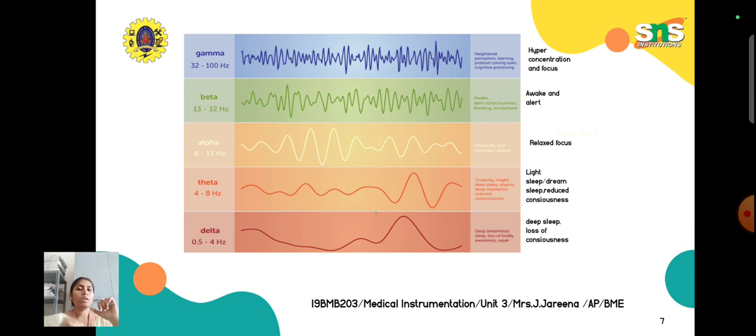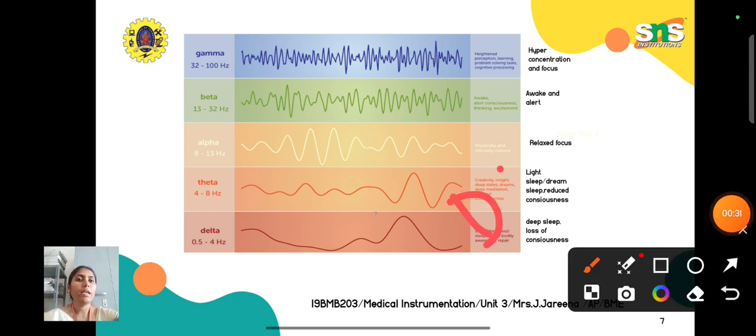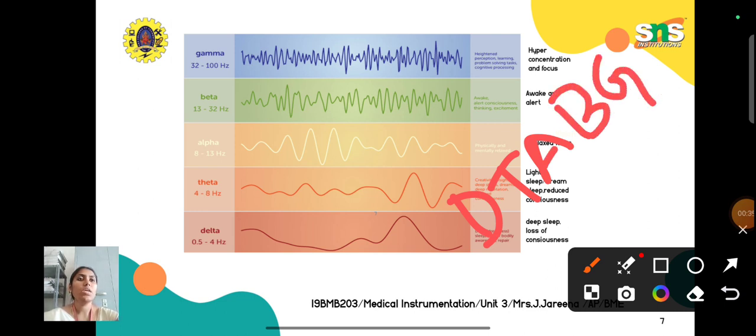For easy remembering, use this word called D-TAB-G. D, T, A, B, G. So what does it mean? D for delta, T for theta, A for alpha, B for beta, G for gamma.